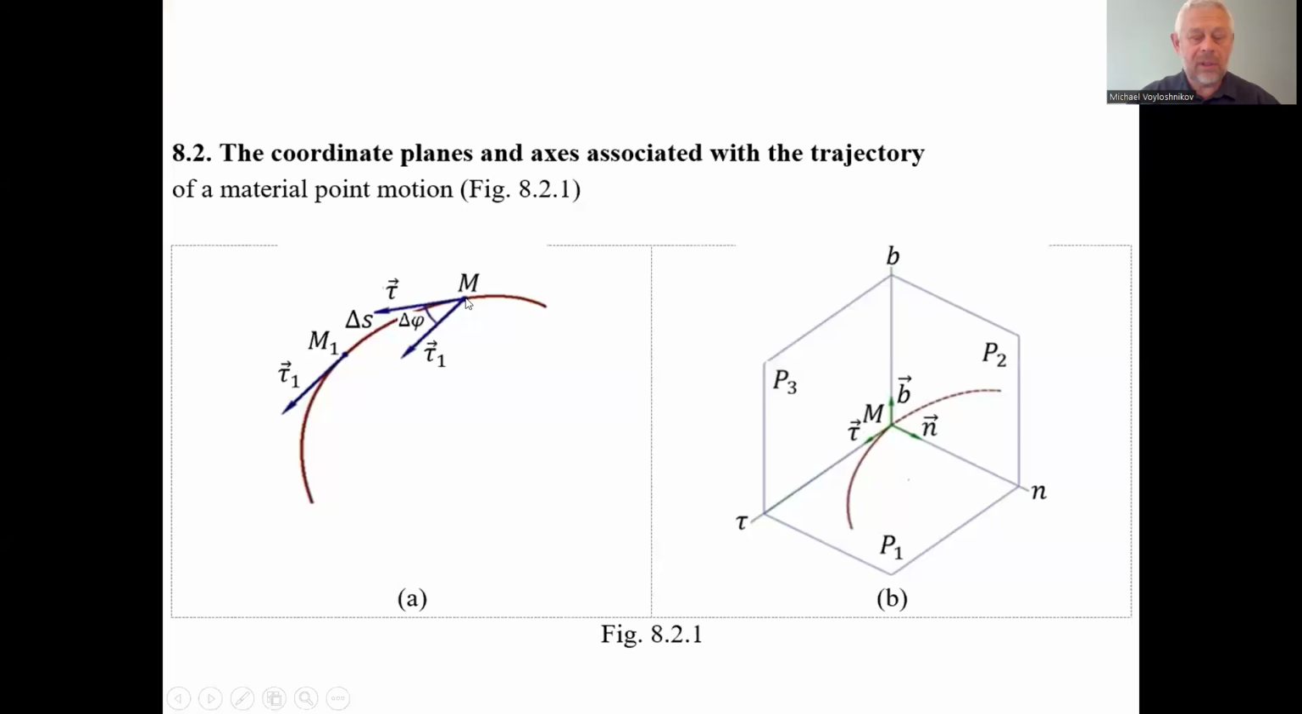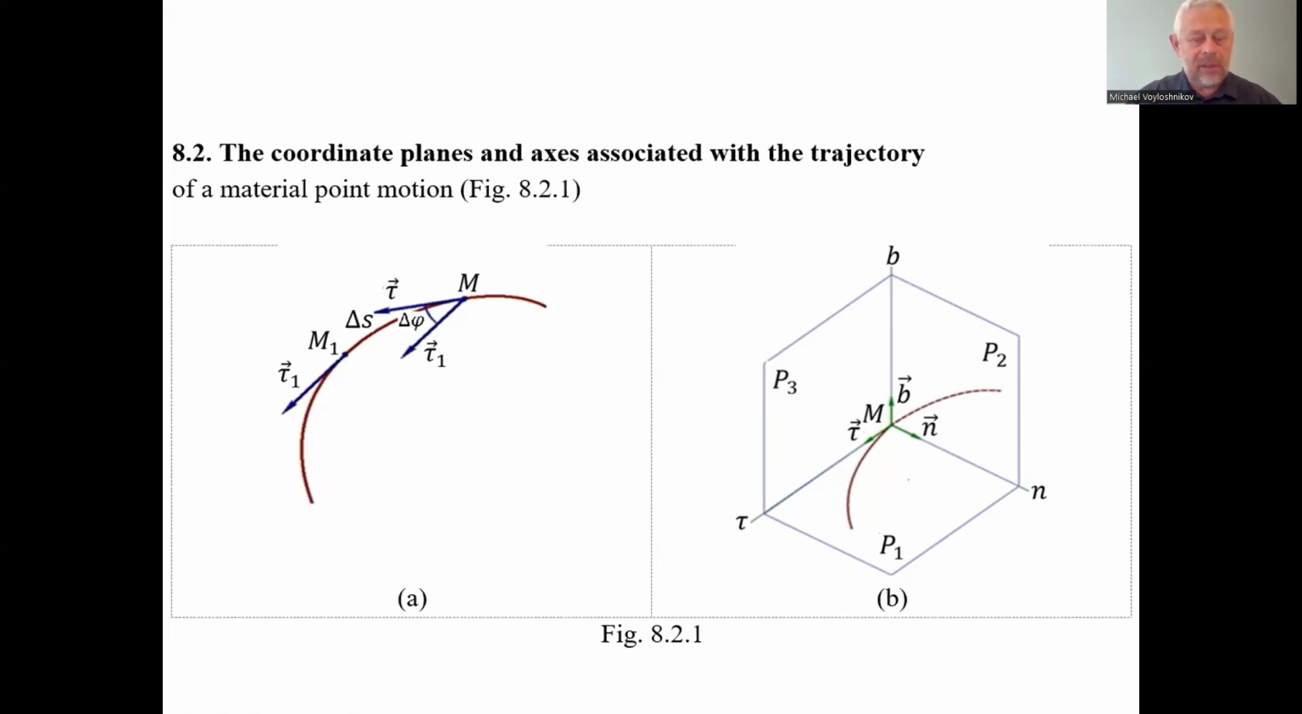Point M moves from the definite point to the location M1 by the trajectory indicated on the figure. Tau is the direction of the axis, which is a tangent to the trajectory of the motion of the point M. In the point M1, we have tau1, the same tangential axis, which we take as the direction of tau1 and move to the point M. We will have tau1 here. We have two vectors.